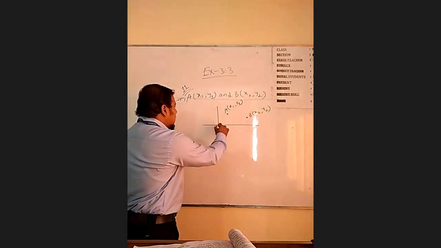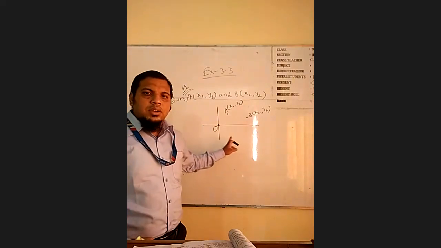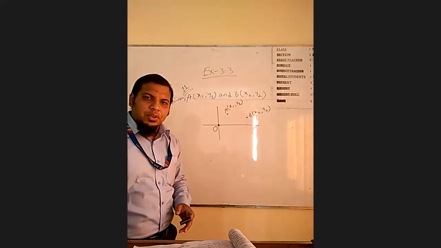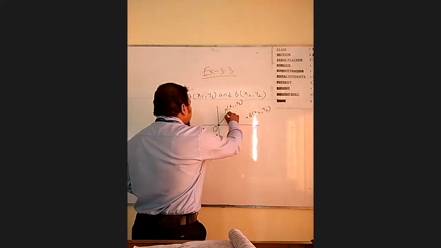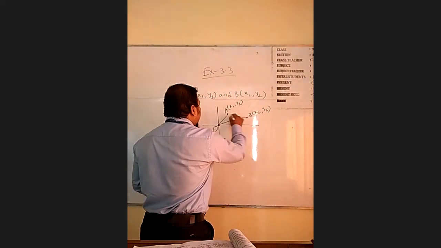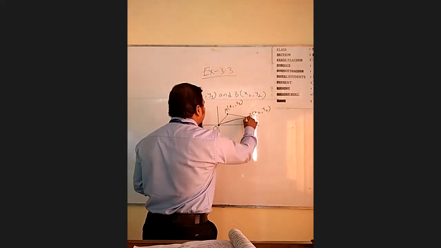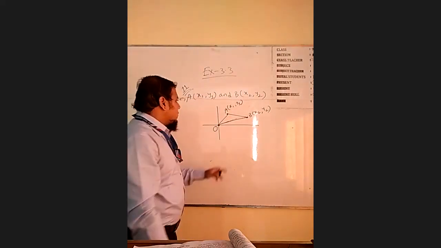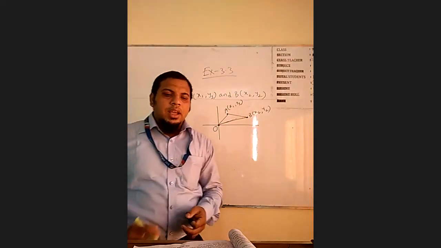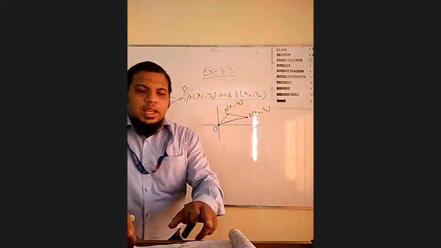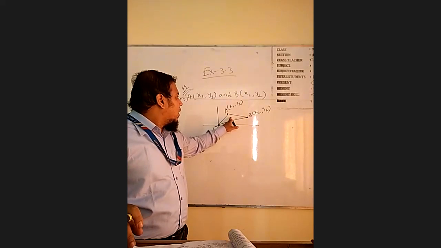O is the origin, and we know the coordinate of the origin is 0, 0. If we join OA, OB, and AB, then we will get a triangle, and we have to show the area of this triangle. That means the area of triangle OAB.